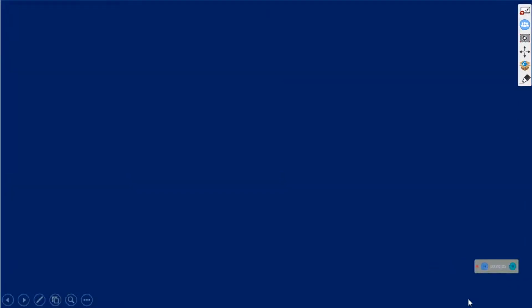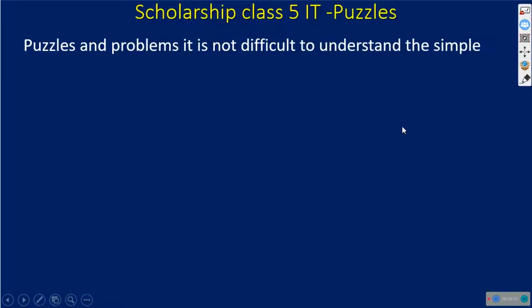Dear students, we are continuing with the intelligence test class 5. Practice, and the topic over here is puzzles. As the name indicates, it is something complicated normally. So we will be trying to understand what kind of puzzles are asked in scholarship exams in order to test your intelligence.